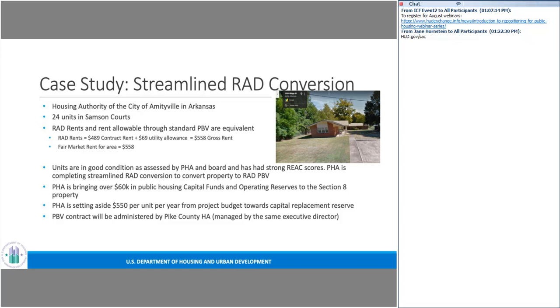In the process, it's bringing over $60,000 in public housing capital funds and operating reserves. It's given us a pro forma showing that the property's viable going forward, and in that pro forma, it's actually going above the minimum we require. It'll be setting aside $550 per unit per year from the project budget towards a capital replacement reserve. And finally, this housing authority doesn't have a voucher program, so it's partnered with another agency, the Pike County, Arkansas Housing Authority, who happens to be managed by the same executive director. And the Pike County Housing Authority will be the administrator of the project-based voucher contract.